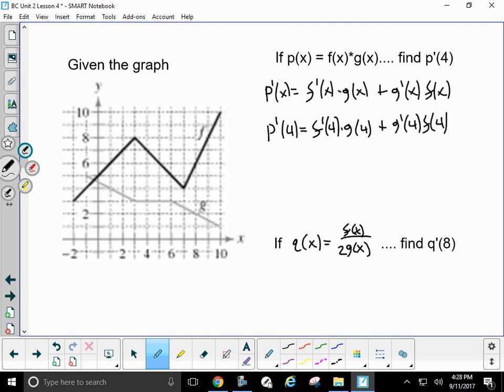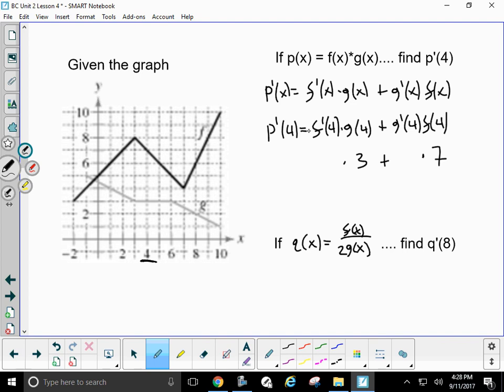But now the question is, where does this information come from? I have a graph of g and a graph of f. Well, if I look at x equals 4, g of 4 would be this y value here, 3. Okay, so I got 3. Look at f of 4, looks to be 7. But where does f prime of 4 and g prime of 4 come into play? How do I find those values?